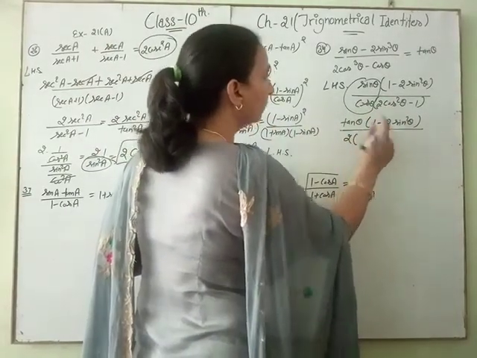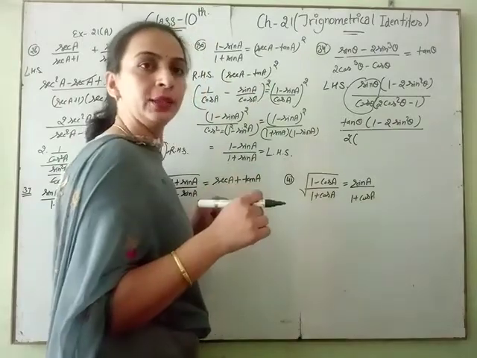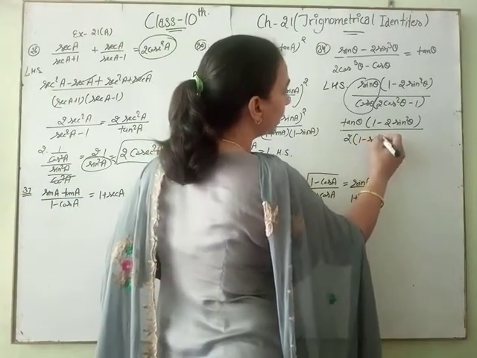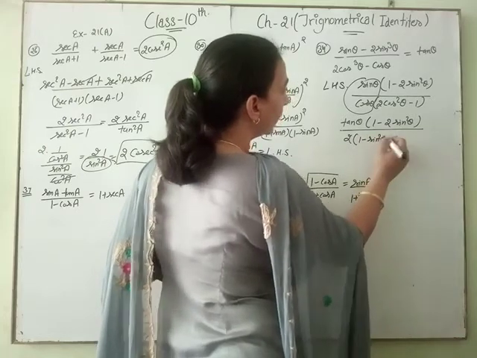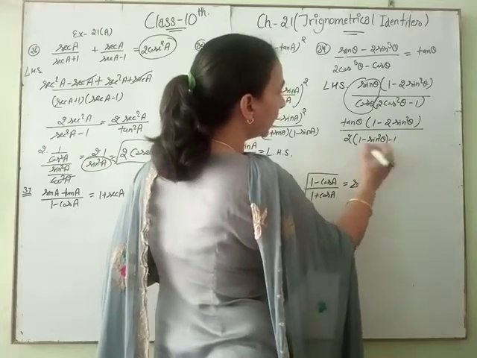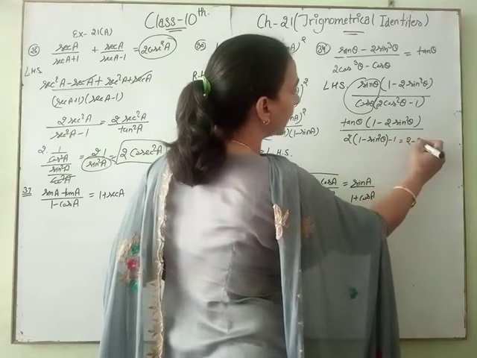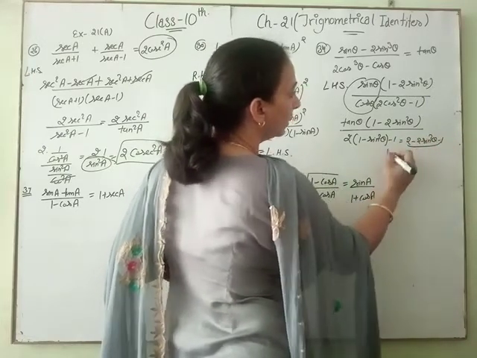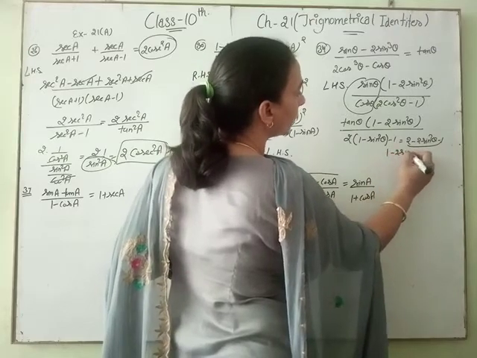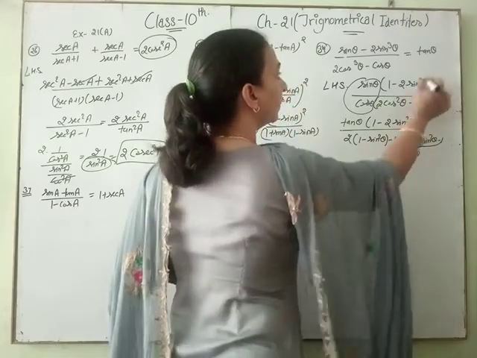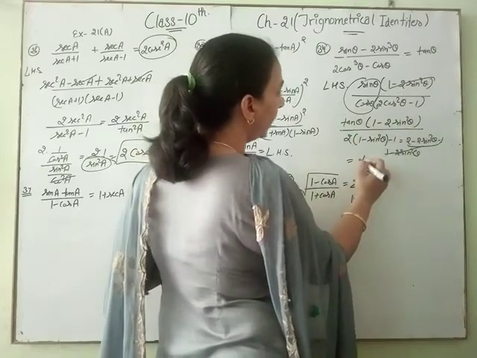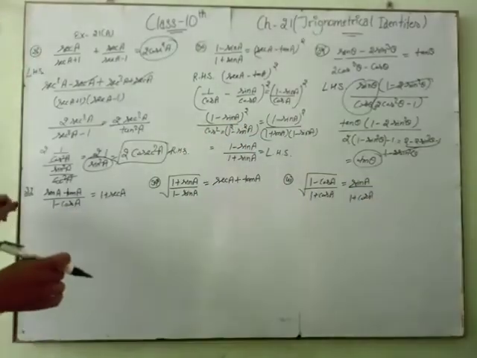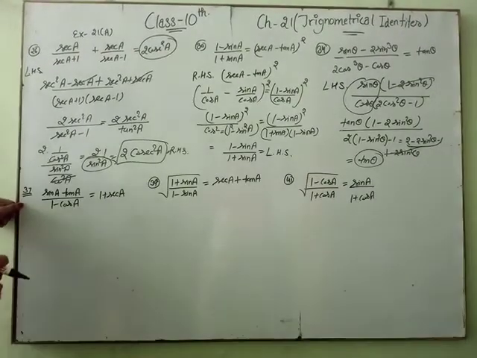2 as it is. Cos square theta equals 1 minus sin square theta, so 2 into (1 minus sin square theta) minus 1. Okay, if we solve the bracket, then 2 minus 2 sin square theta minus 1, and 2 minus 1 is 1 minus 2 sin square theta, and this completely cancels, so there is only tangent theta, and this equals the right hand side. Next question number 37.